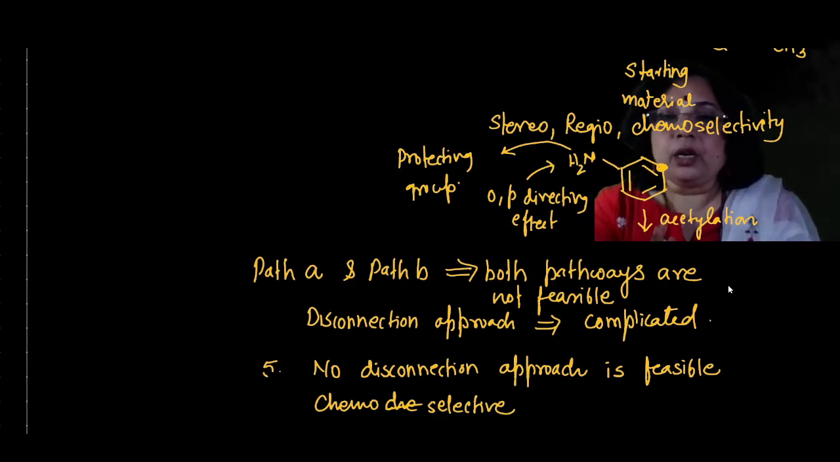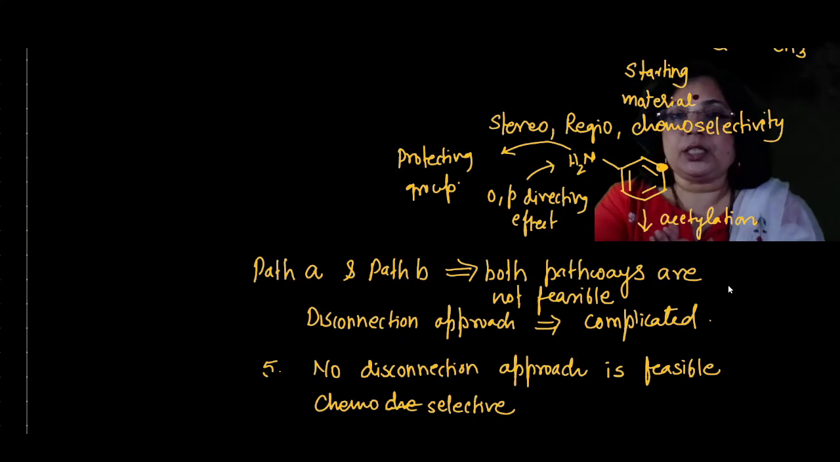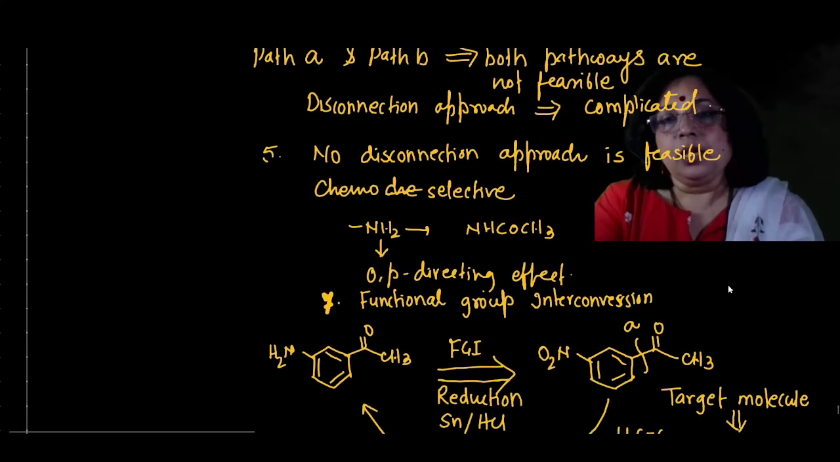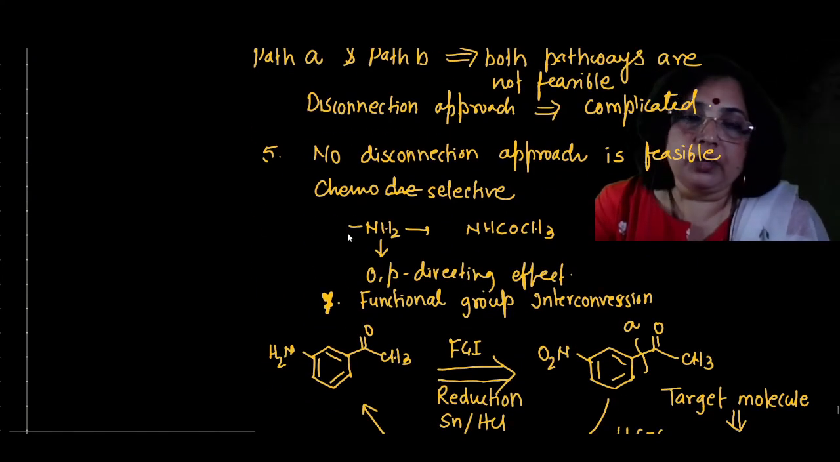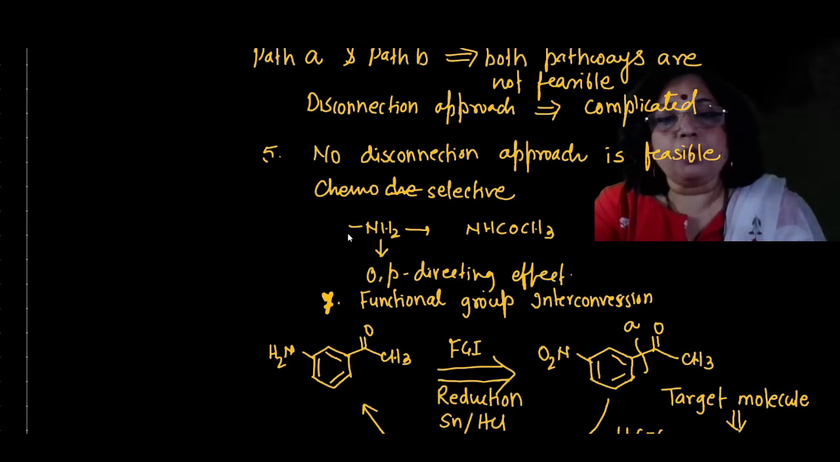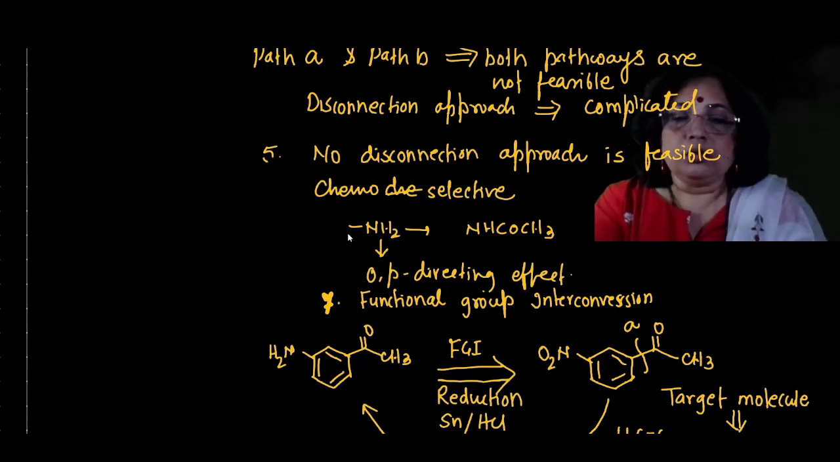So how can we start the retrosynthesis for this molecule? How can we achieve the synthesis of this target molecule? Because the disconnection approach makes this synthesis a complicated one. So no disconnection approach is feasible in this case, and the problem is the chemoselectivity. So we have identified the problem. Now the next step is to apply a functional group interconversion.